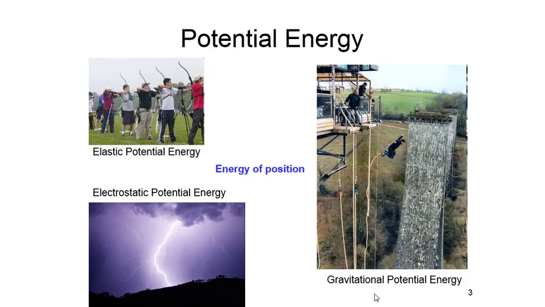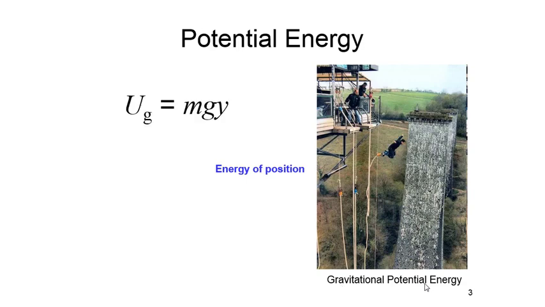So let's look at how we can calculate gravitational potential energy. It's a pretty simple formula. The big capital U means that we're talking about potential energy. The G here is just a subscript. It means we're talking about gravitational potential energy, because later we will distinguish between elastic potential energy and gravitational potential energy.